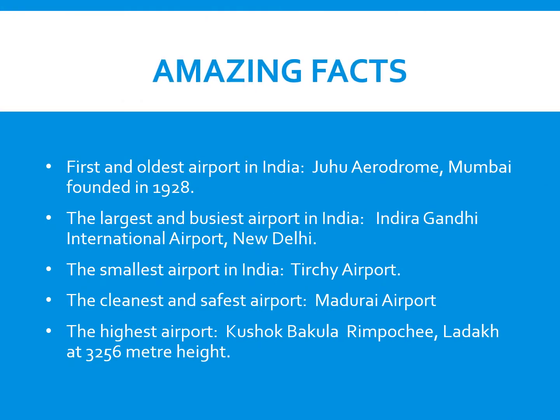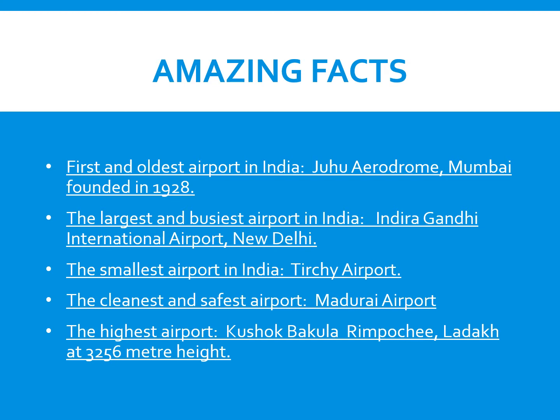Some amazing facts about Indian airports. Which one is the first and oldest airport in India? It's Juhu Aerodrome, Mumbai, founded in 1928. The largest and busiest airport in India is the Indira Gandhi International Airport, New Delhi. The smallest airport in India is the Trichy Airport in Tamil Nadu. The cleanest and the safest airport in India is the Madurai Airport in Tamil Nadu. And the highest airport in India is the Kushok Bakula Rimpochee Airport in Ladakh at 3,256 meter height.